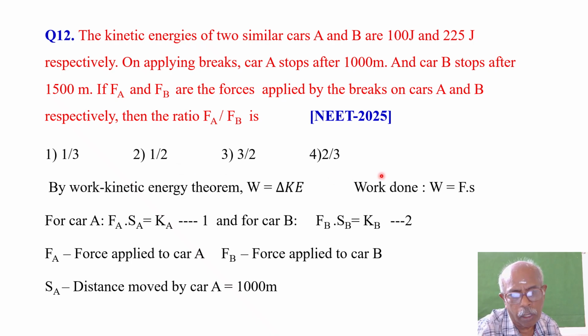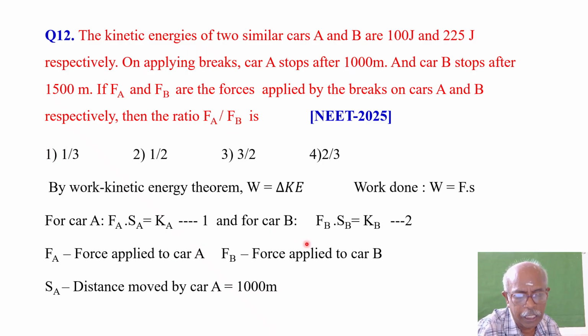You know that by the work kinetic energy theorem, work done W is equal to change in kinetic energy of the body. What is the formula for work done? Force into displacement, so W is equal to F dot S. So for car A, force into distance, Fa into Sa. What is Fa? Force applied to car A. What is Sa? Distance moved by car A, 1000 meter. What is the force applied to car A? That we have to find out. We have to find the ratio of Fa and Fb.